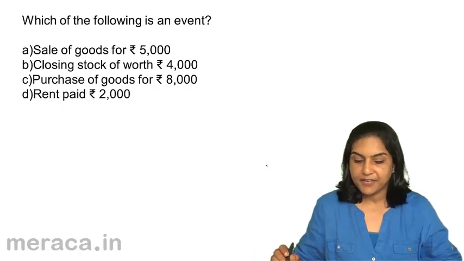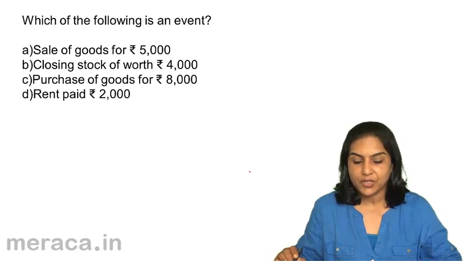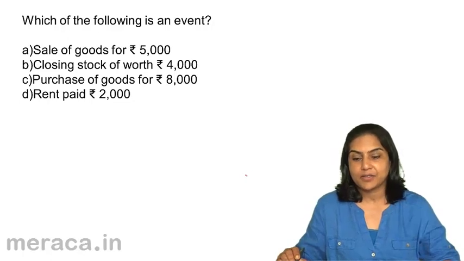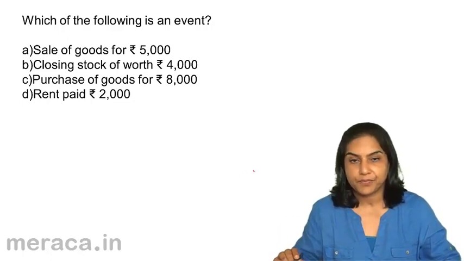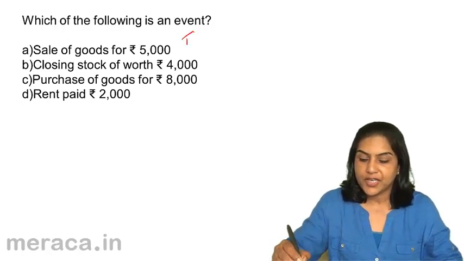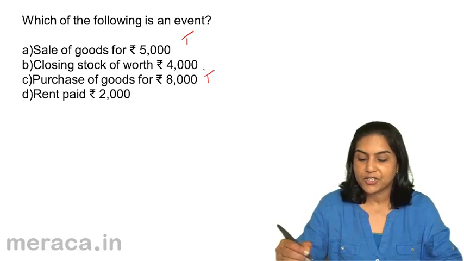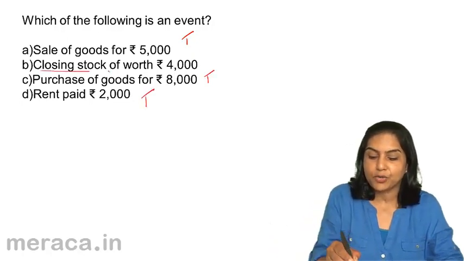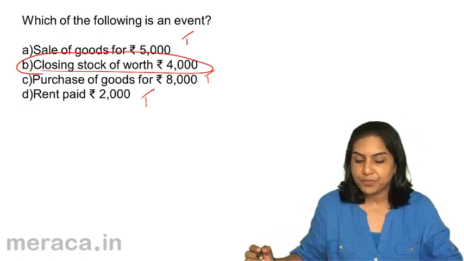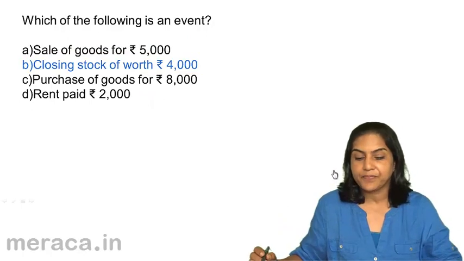Which of the following is an event? A, sale of goods for 5,000; B, closing stock worth 4,000; C, purchase of goods for 8,000; and D, rent paid 2,000. So what is an event? What is a transaction? Sale of goods is a transaction. Purchase of goods is a transaction. Payment of rent is a transaction. But closing stock is the net effect of purchase or sale. Therefore, B should be the correct answer. B is an event.